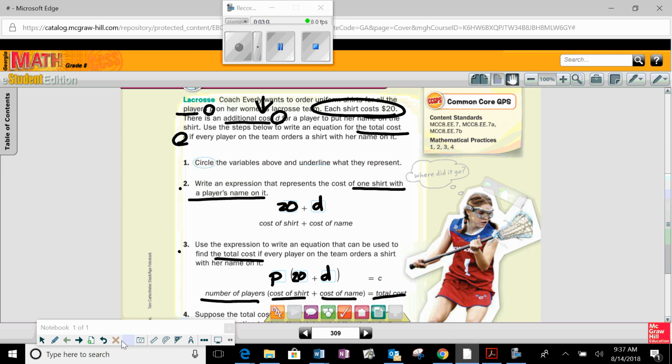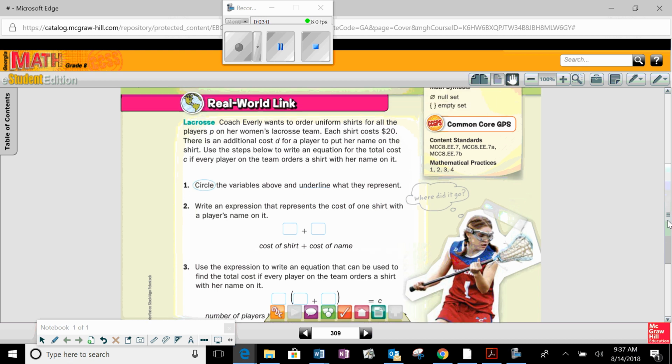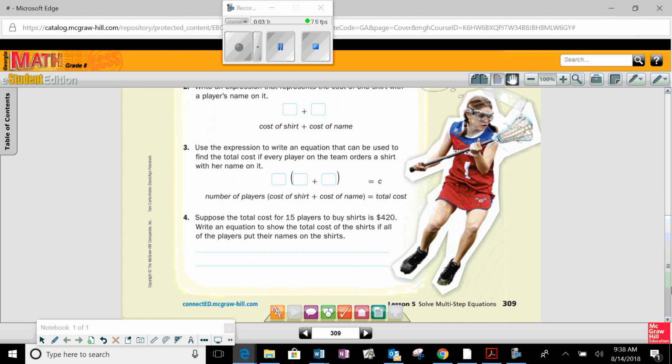I need to move my page down so that we can write the final steps. All right, so for number 4, let me go back and write this. We had P times (20 + D) equals C. So suppose that the total cost for 15 players cost $420. Write an equation to show the total cost of the shirts for all the players to put their name on the shirt. So players was the variable P, and the total cost was the variable C.